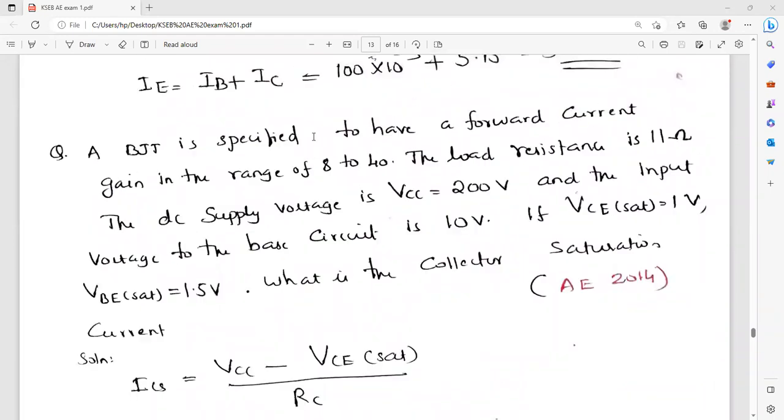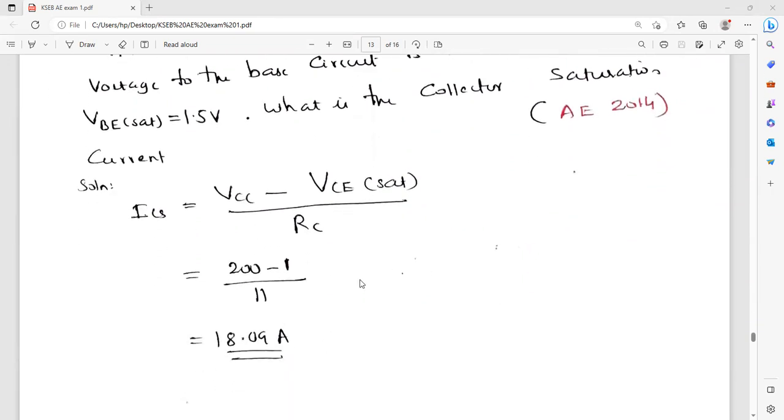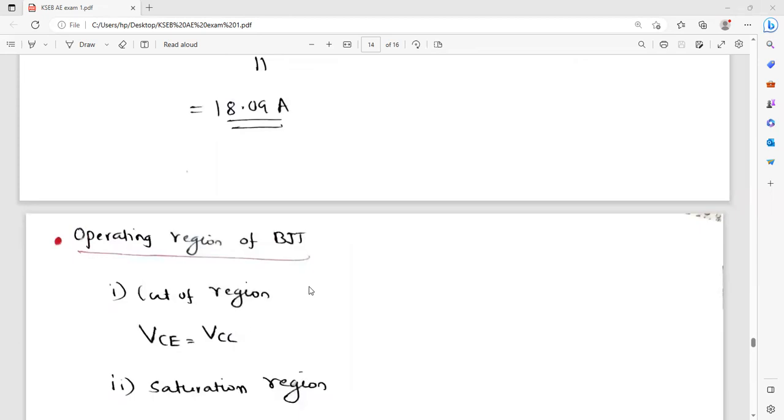So you have to read the question carefully. From this, you have to use this formula: ICS, the collector saturation current, is equal to VCC minus VCE saturation divided by RC. If you solve it properly, you are able to get this particular answer.